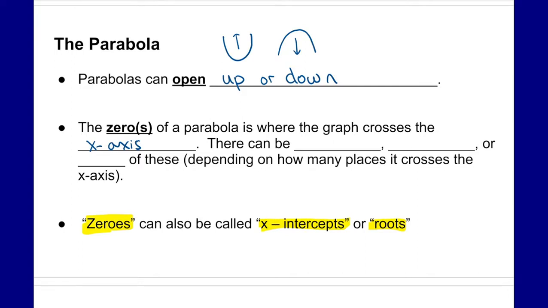And depending on our graph, there could be 1, 2, or 0 zeros, or x-intercepts. So depending on your graph, you could have 1 x-intercept, you could have 2 x-intercepts, or you could have no x-intercepts. All three are possible depending on your parabola and your quadratic function. Again, we mentioned that zeros can also be called the x-intercepts, which you might be more familiar with, or roots, which is also another term for x-intercepts.